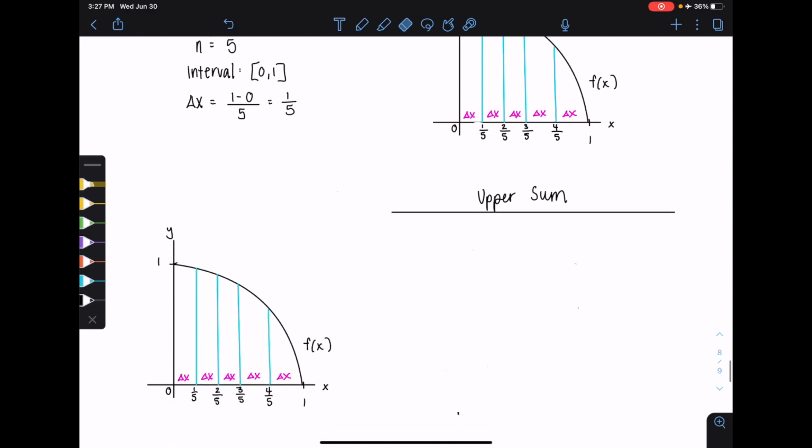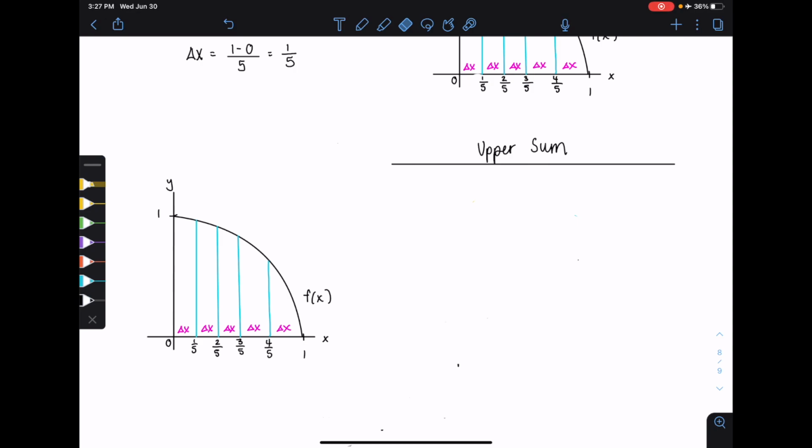And again, going to utilize that same picture. So what I want to do is on this first strip, the point that's going to give me the largest height is the left end point, which is 0. Okay. So I'm going to use 0 to get my height of this strip. So we're going to keep a running tally. We're going to call this S5 to mean the upper sum with 5 strips, so capital S. Okay. On the first strip, our height is f of 0, the width is delta x.